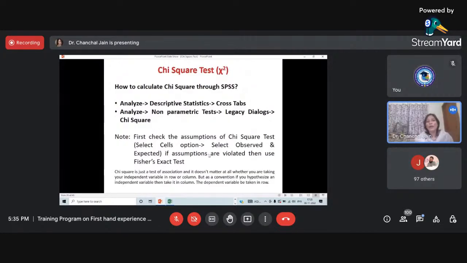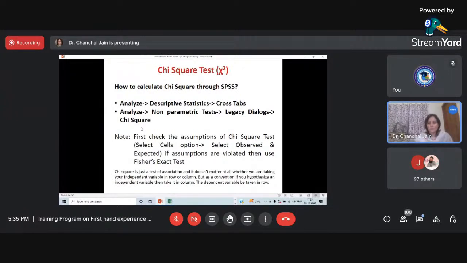Now, how can we apply the chi-square test in SPSS? There are two ways you can see here. One is we can go to Analyze, then Descriptive Statistics, and then Crosstabs. The second way is we can go to Analyze, Non-parametric Tests, then Legacy Dialogs, and then select Chi-square test.